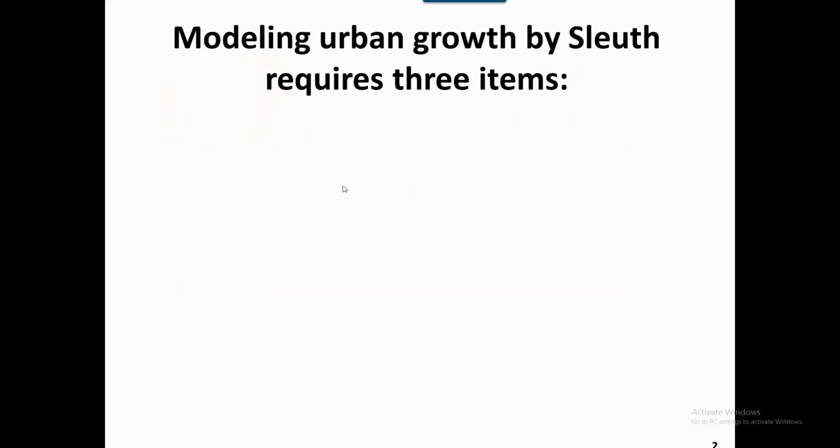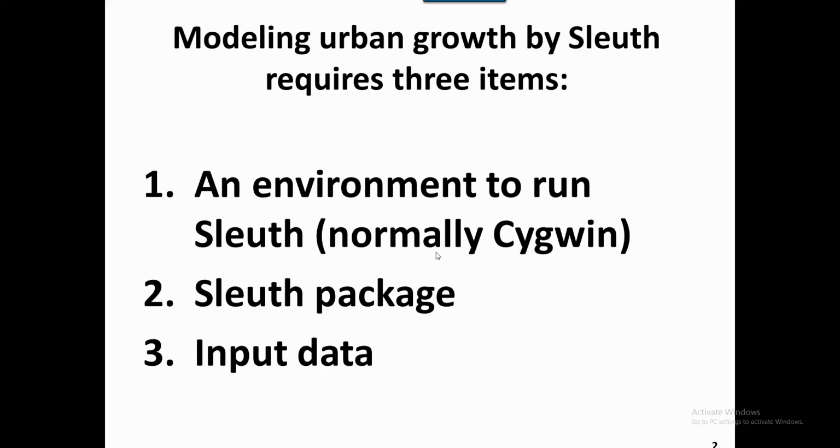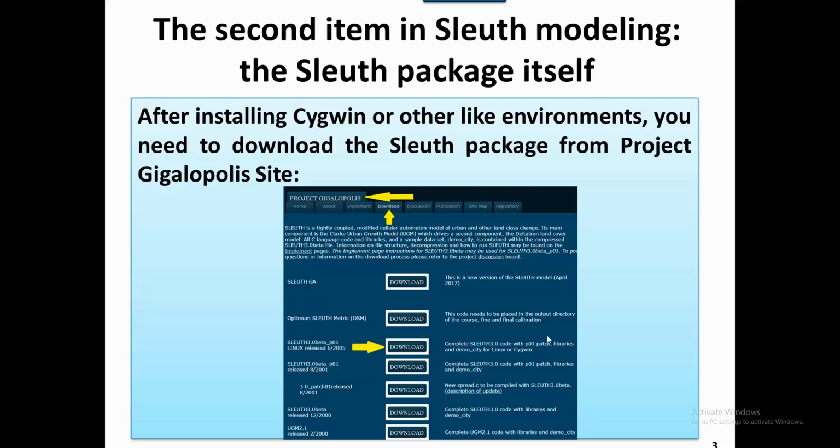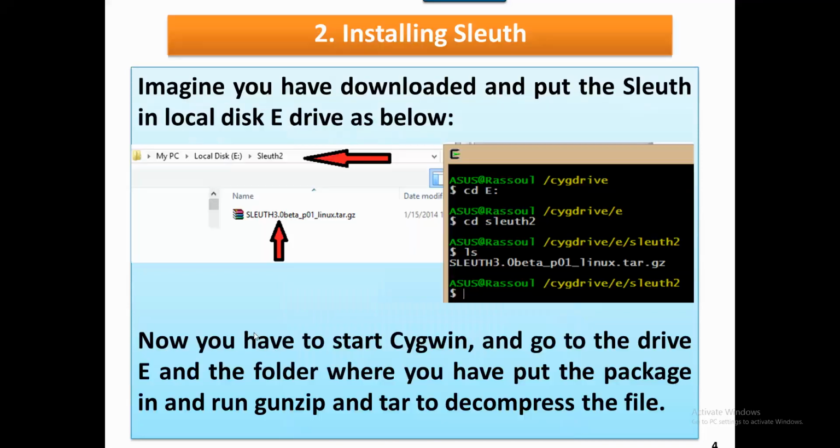As you all know, modeling urban growth by Sleuth requires three items: an environment to run Sleuth, which is normally Cygwin, and we talked about this in the previous tutorial; the Sleuth package itself, which will be covered in this tutorial; and the input data, which will be covered in the later tutorials. After installing Cygwin or other like environments, all we have to do is go to this site, choose the Download tab, and press this button to download the Sleuth software on our computer.